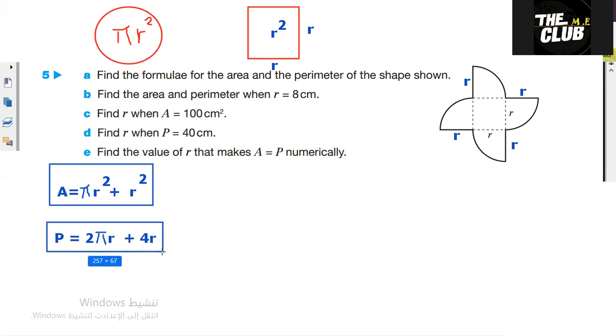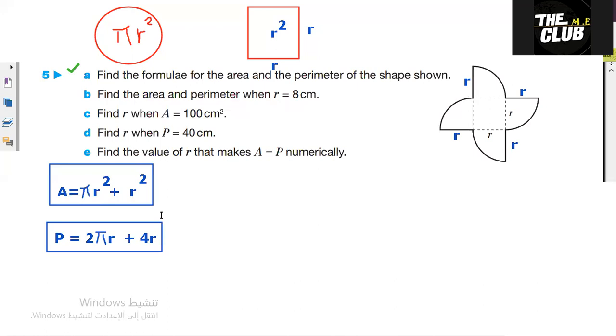Now the question will be like this. First, find the area and the perimeter formula and then use it to answer the questions. Now we found them, the area and the perimeter. We've done A. Now let's do B. B: find the area and perimeter when R equals 8. It means you substitute 8 here and find the area and the perimeter.